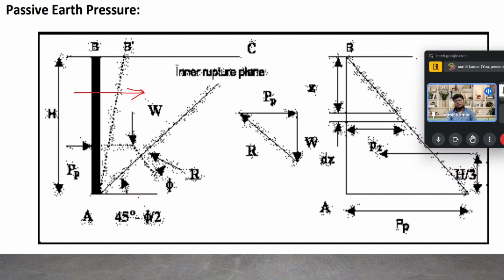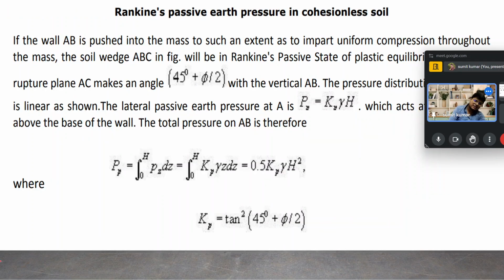So the value of passive earth pressure is applied in a similar manner at the location h by 3 from the base when we calculate it, but this value is more as compared to the active case, as the coefficients are different. Now you see one more very important thing.